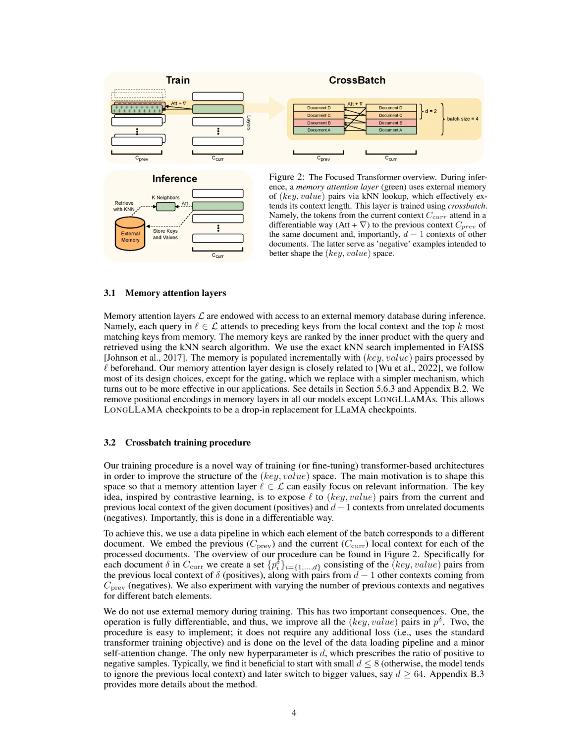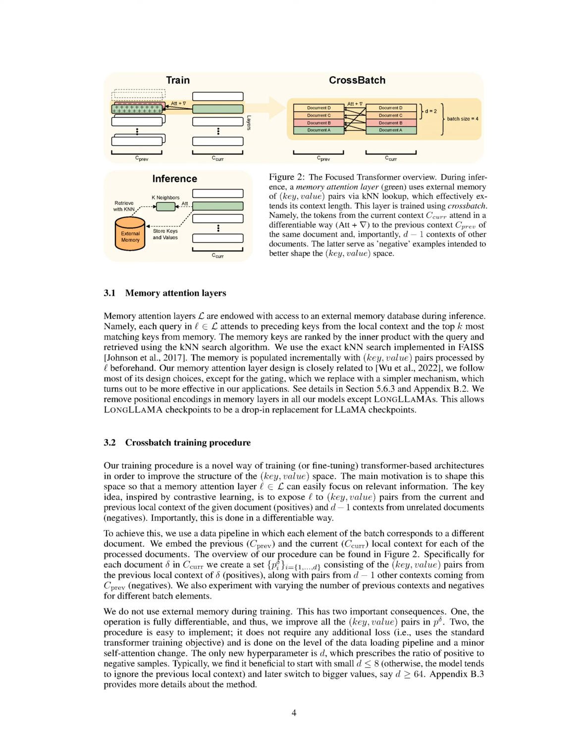To achieve this, we use a data pipeline where each batch element corresponds to a different document. We embed the previous and current local context for each document processed. For each document in the current context, we create a set of key-value pairs from the previous local context of the document, positives, along with pairs from other contexts, negatives.